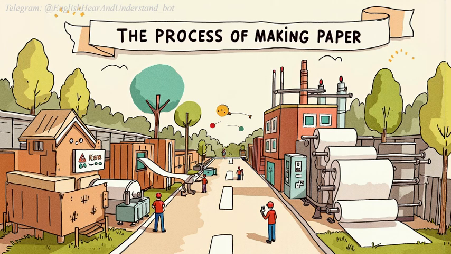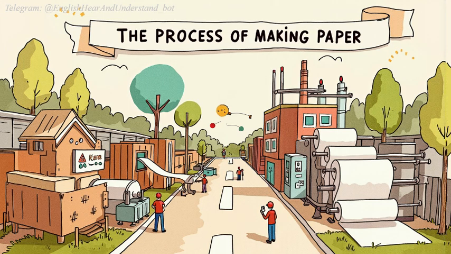Step 6. Making the paper sheet. Once the pulp is ready, it is time to make the paper sheet. The pulp is mixed with water and then poured onto a large screen. The water drains away, leaving a thin layer of pulp on the screen. This layer is then pressed and dried to remove more water. The result is a wet sheet of paper.